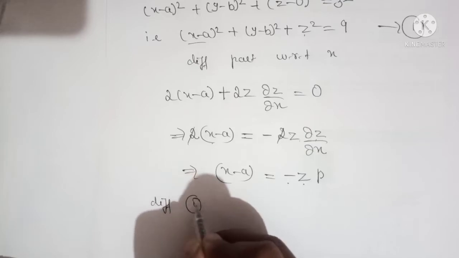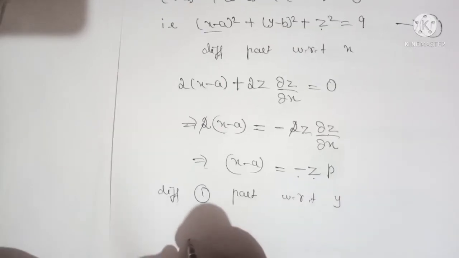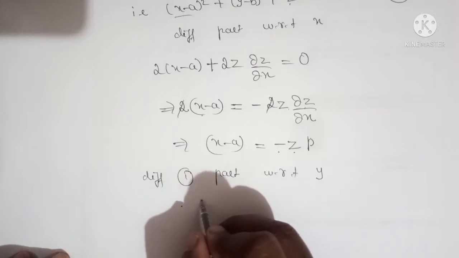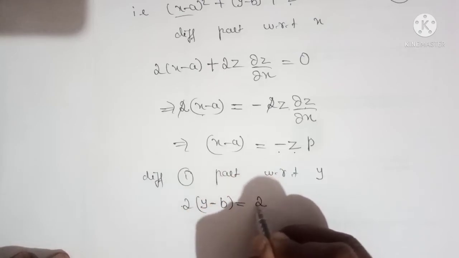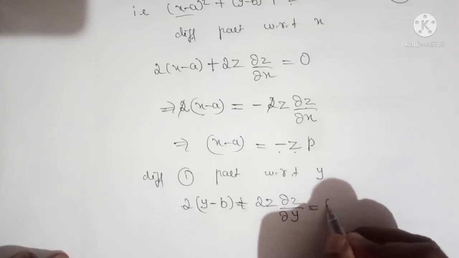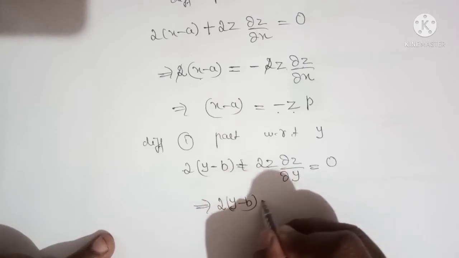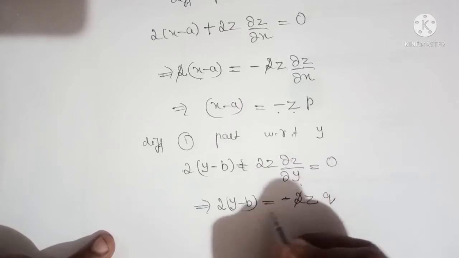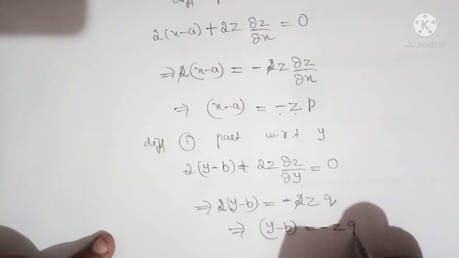Similarly, differentiate equation 1 partially with respect to y. We get (x minus a) differentiation is 0, (y minus b) differentiation is 2(y minus b), z square differentiation is 2z dou z by dou y, equals 0. It can be written as 2(y minus b) equals minus 2z dou z by dou y, which is replaced by q. The 2 gets cancelled. y minus b equals minus z into q.